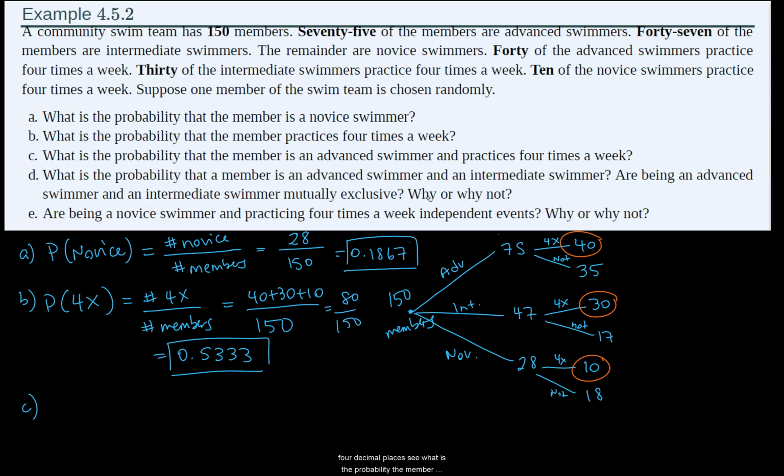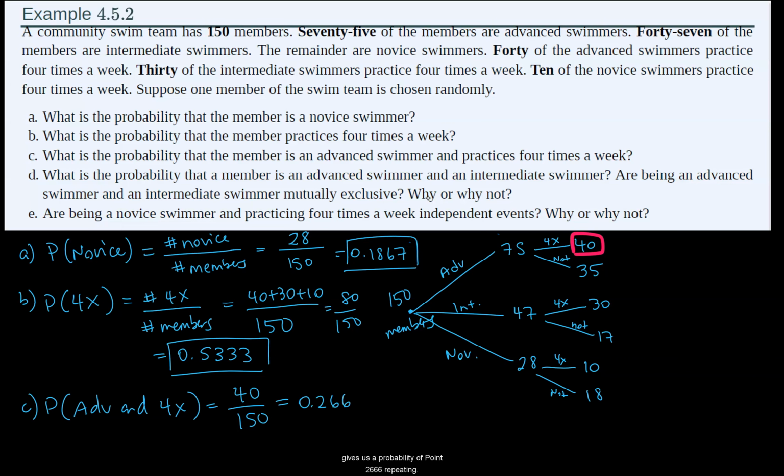Part C, what is the probability the member is an advanced swimmer and practices 4 times a week? So the probability of advanced and 4 times per week. We want to look at those people that satisfy both advanced and 4 times per week. We only have one set of people that are both, 40 out of 150, which gives us a probability of 0.2666, 6 repeating, but we can end and round it up to 7, 0.2667.